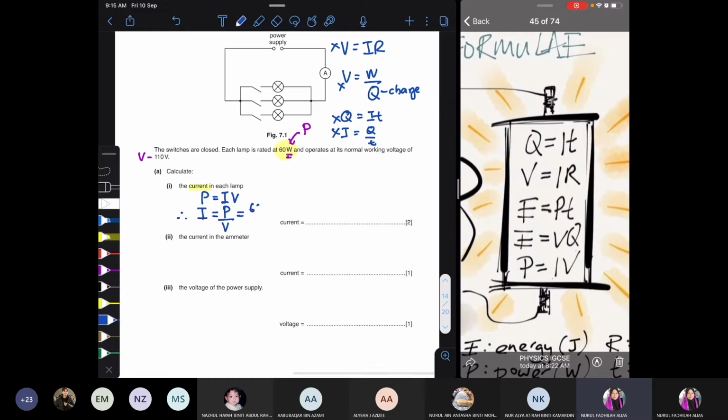So the power is 60 watts, the voltage is 110. And kita tekanlah calculator, tolong tekankan, what do you get? So do you need to know the unit for current? Yes. Kalau tak ingat, awak letak je W over V. Kalau awak ingat, awak letaklah what's the unit yang awak tahu. 0.54. Ya, jawapannya 0.54 ke?